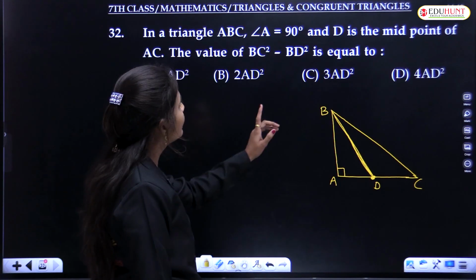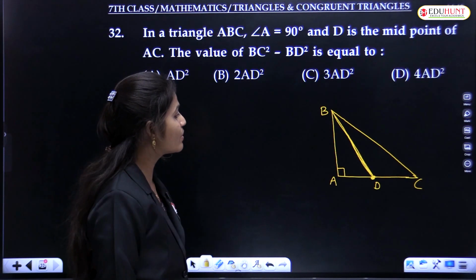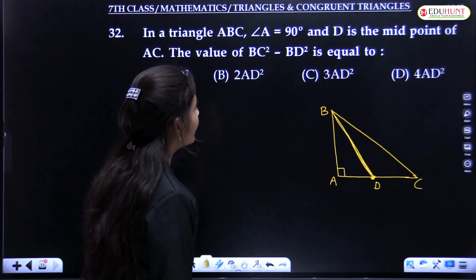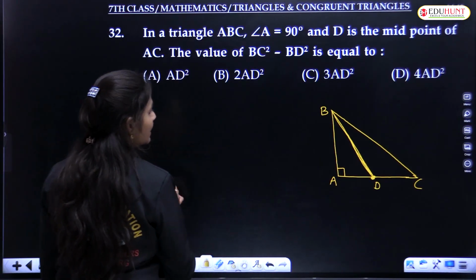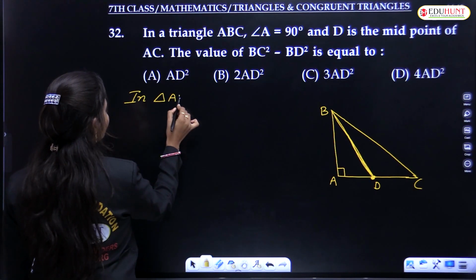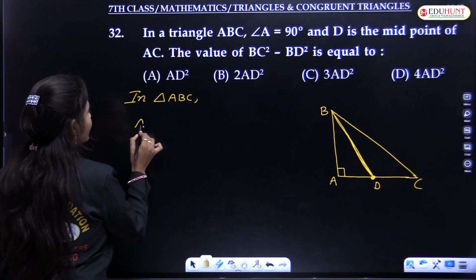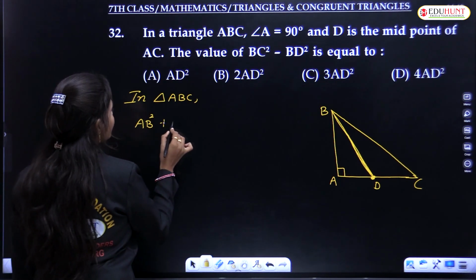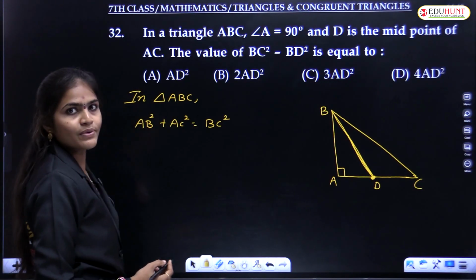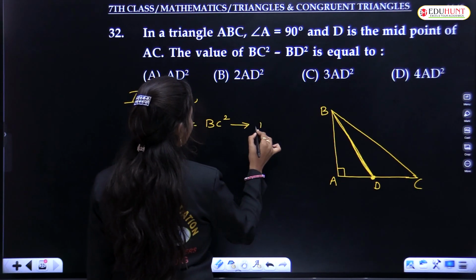Now what are they asking? Here they are saying that BC square minus BD square we need to find out. Okay, so here how can we write it? First condition, in triangle ABC. By using the Pythagoras theorem, we can write that AB square plus AC square is equal to BC square. So this is condition number 1.